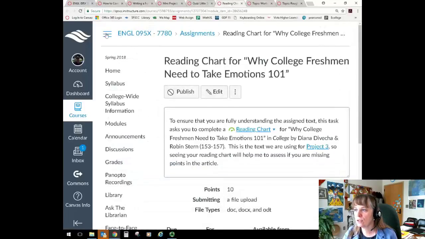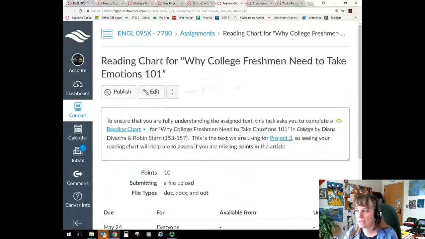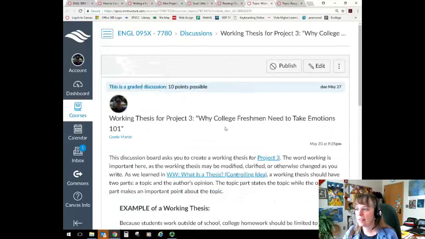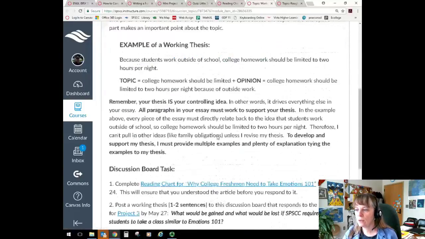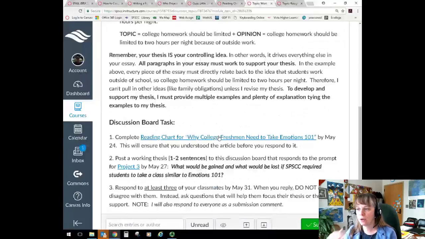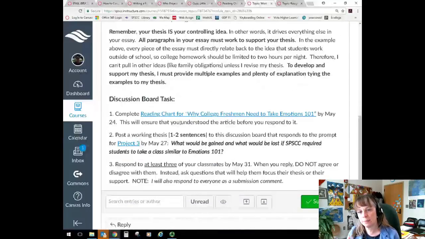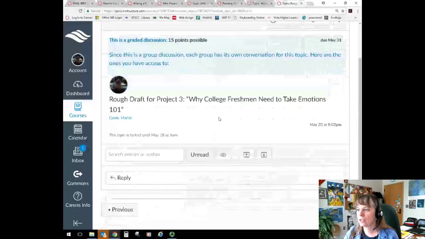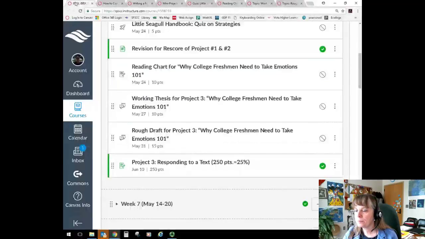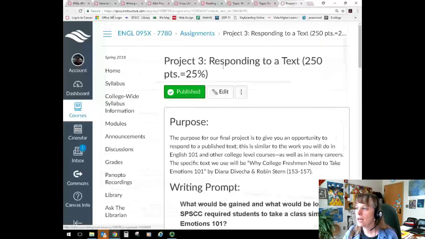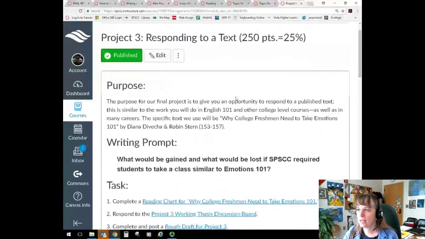So I'm going to ask for you to create a reading chart for that particular piece, and that will just go to me. Then you're going to post a thesis, which is a response to that article. So I've given you an example here, and then I've kind of tried to be really clear on here are the steps that you're going to take for this. And then you will be actually posting a rough draft for project 3. And when you look at project 3, what you'll notice is it's worth 25% of your grade. It's kind of a big one.